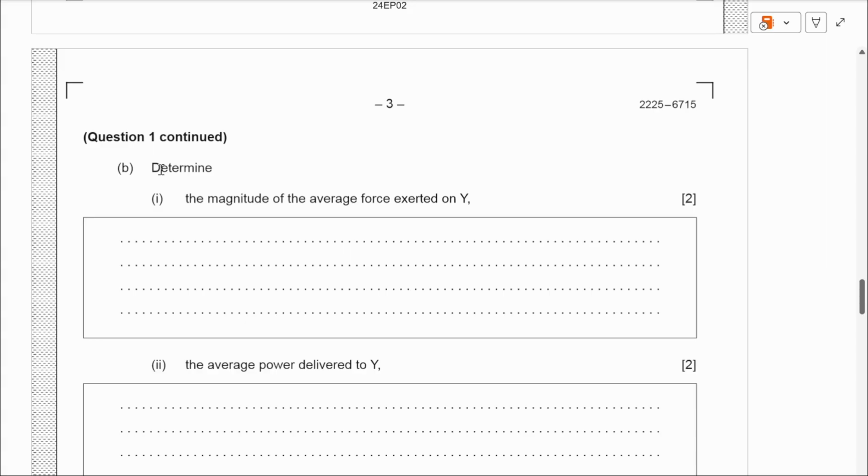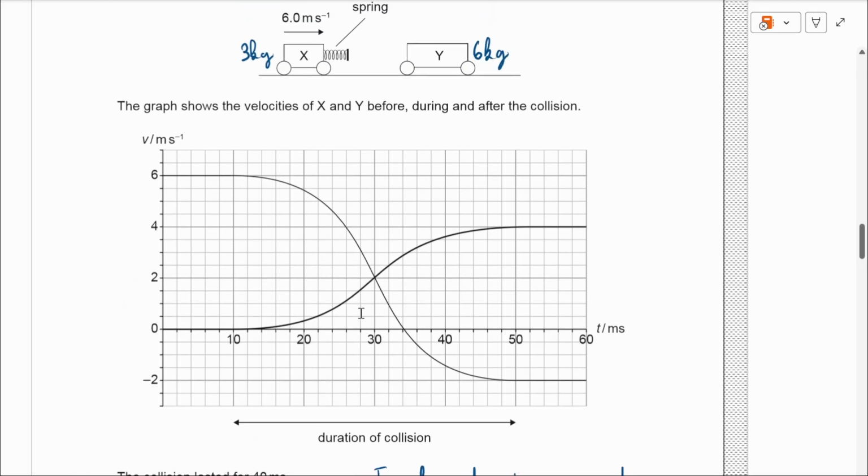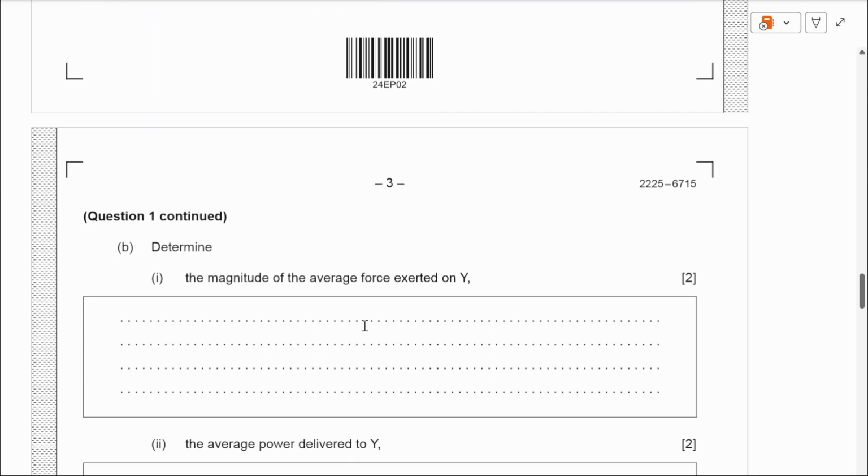Okay, in part B, we need to determine the magnitude of the average force exerted on Y. What I always say is that if we have time and force related, then usually we need to grab onto Newton's second law, which states that the net force is equal to the rate of change of momentum of an object. And we know momentum is simply mass times velocity.